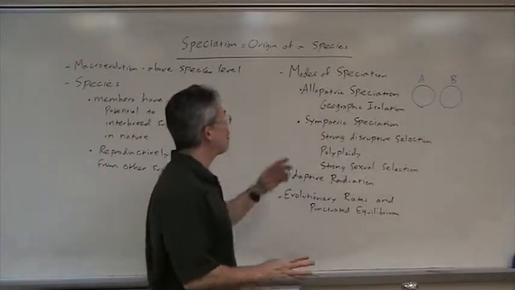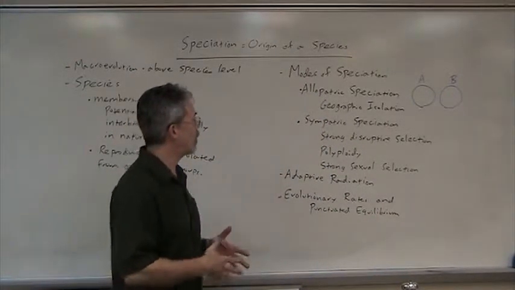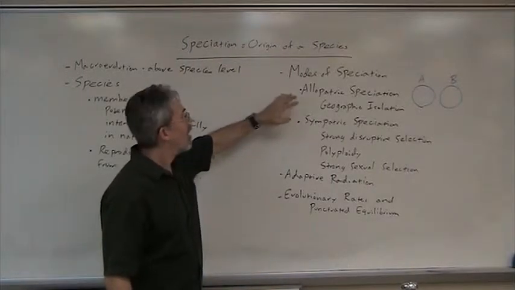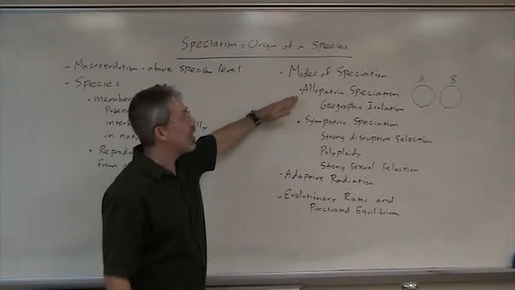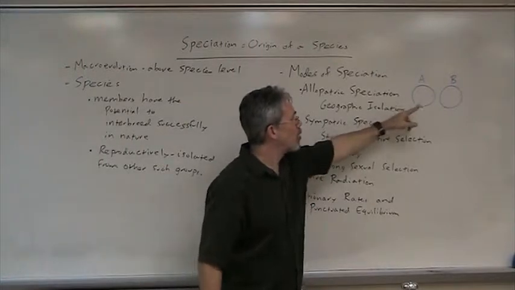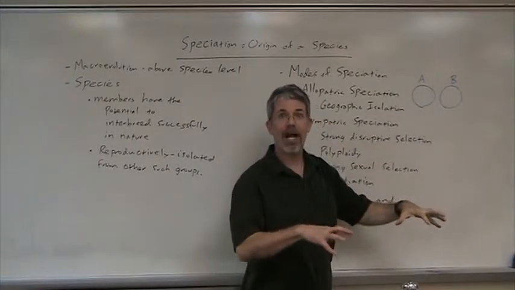Modes of speciation. How does speciation happen? There's two main models, the allopatric one and the sympatric one. Allopatric speciation is speciation due to the geographic isolation of populations. So let's say we have populations A and B that are geographically isolated.